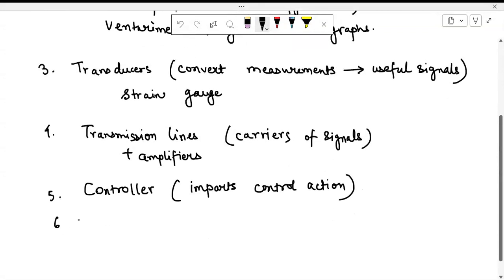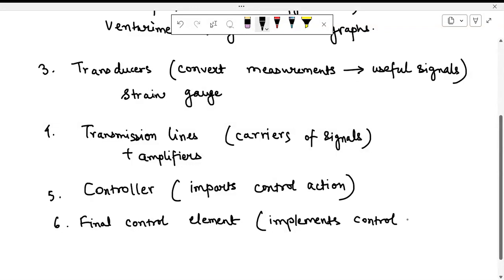Then comes the final control element. What is the final control element? It is the one which implements the action. So the controller has said that okay, I need to reduce the flow rate of a certain stream. Then the final control element, being a valve, will implement the control action. So if the valve closes slightly, then the stream flow rate will reduce.